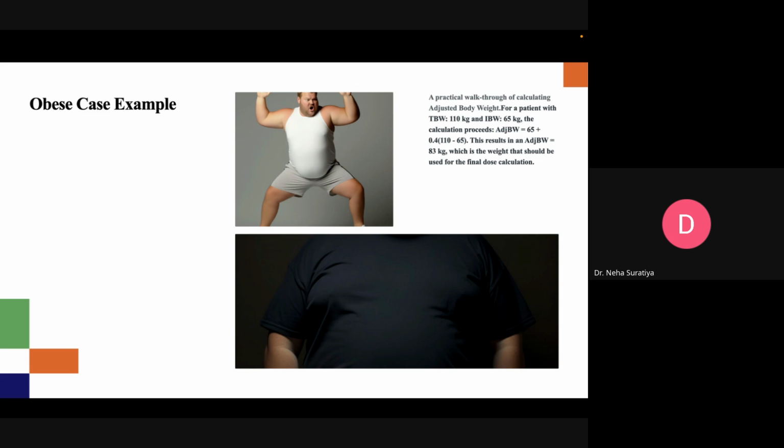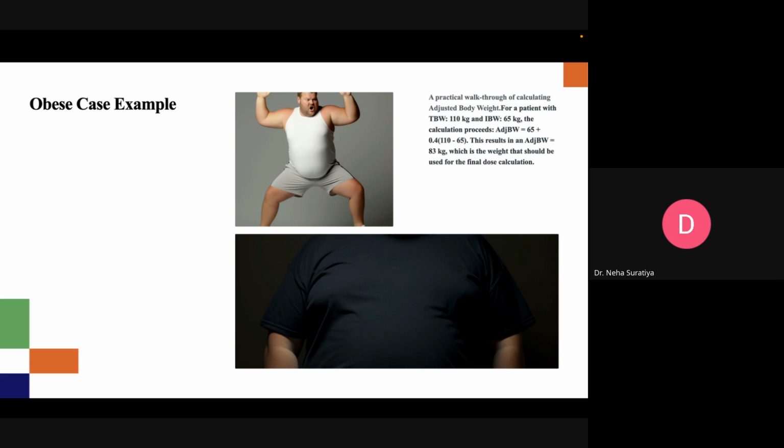Now, let's come to the case. Have a note and pen with you. Let's finish this section with the full obese patient calculation, guys. Now, the total body weight is 110 kg. When the patient is on the weighing machine, it is showing 110 kg.